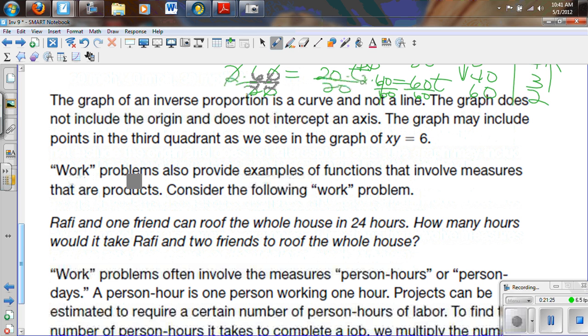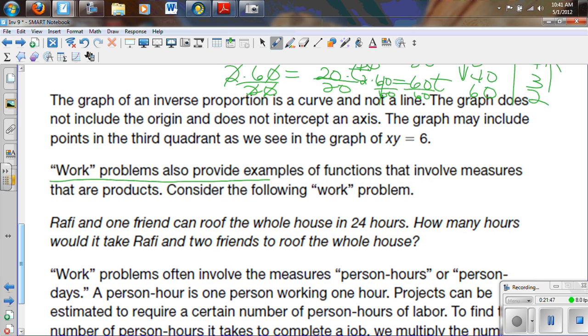Most of the time, work problems are inverse variation. Because if you have more people doing the same job, it's going to take you less time to do it. So one is going up and the other is going down. So Raffi and one friend can roof the whole house in 24 hours. How many would it take Raffi and 2 friends to roof the whole house?